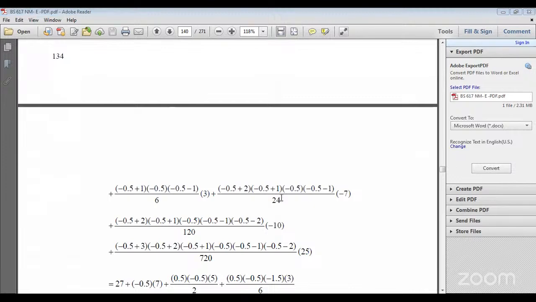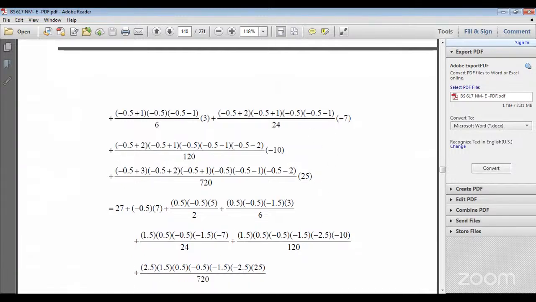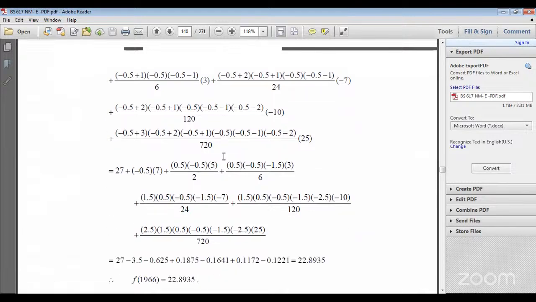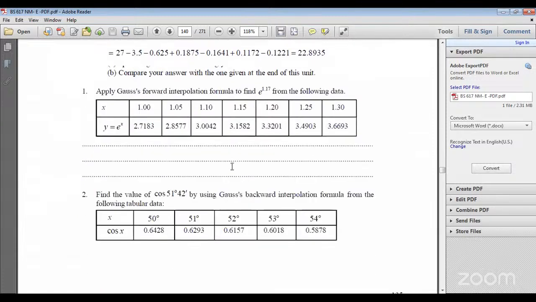Minus 0.5 plus 2, minus 0.5 plus 1, minus 0.5, minus 0.5 minus 1, by 24 of minus 7. Minus 0.5 plus 2, minus 0.5 plus 1, minus 0.5, minus 0.5 minus 1, minus 0.5 minus 2, by 120 into minus 10. Minus 0.5 plus 3, minus 0.5 plus 2, minus 0.5 plus 1, into minus 0.5, minus 0.5 minus 1, minus 0.5 plus 2, by 720, into 25 I am taking here. 27 plus minus 0.5, so I am simplifying this equation. So f of 1966 is equal to 22.8935.